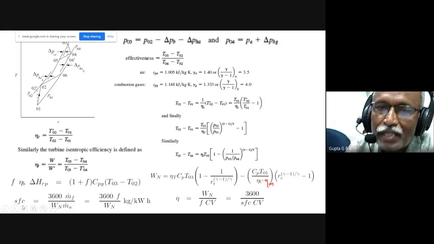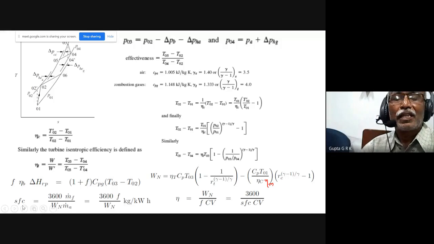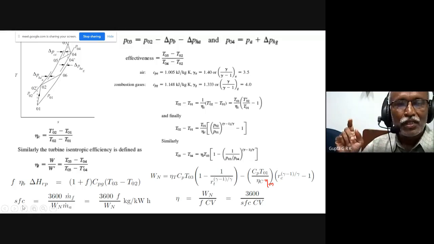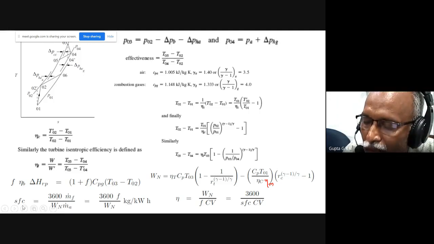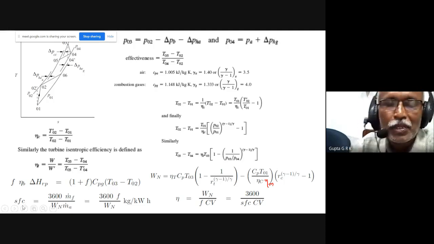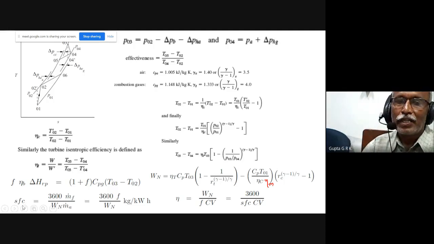Okay, coming to the practical cycles. Practical cycles will have various things. One is it need not be a perfect gas. The first assumption in the air standard cycles or ideal cycles is that we assume the air to be a perfect gas. So air may not be a perfect gas, meaning Cp and Cv may vary and gamma also changes. And it is observed that as temperature increases, Cp increases and gamma decreases.